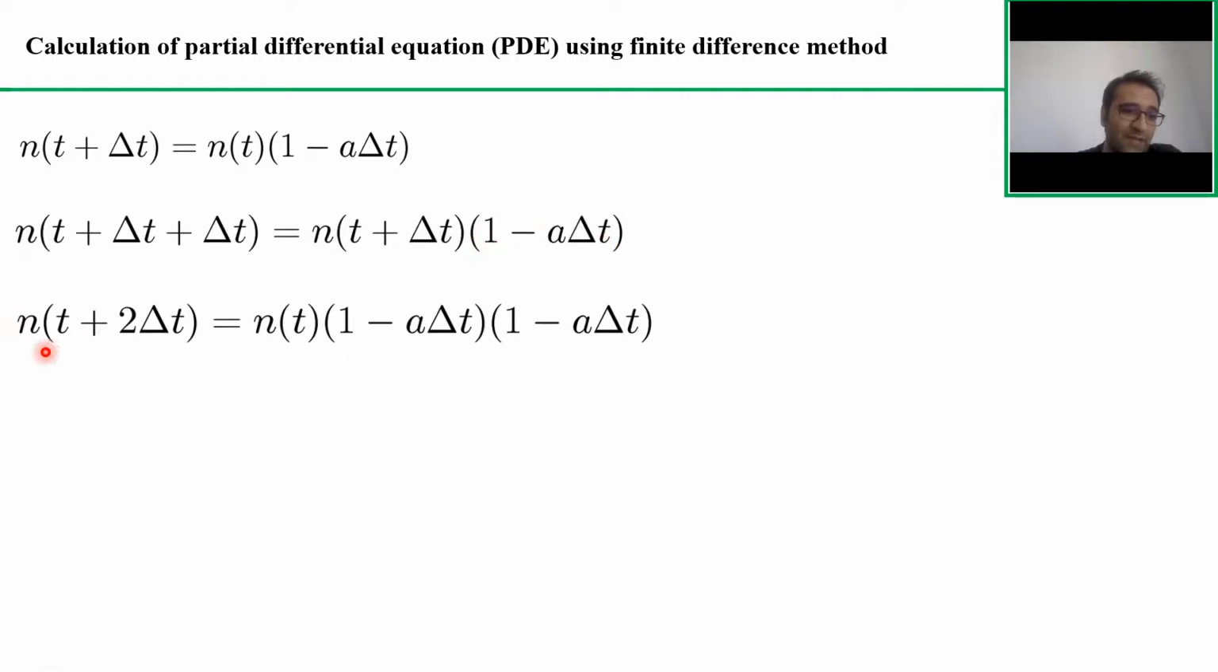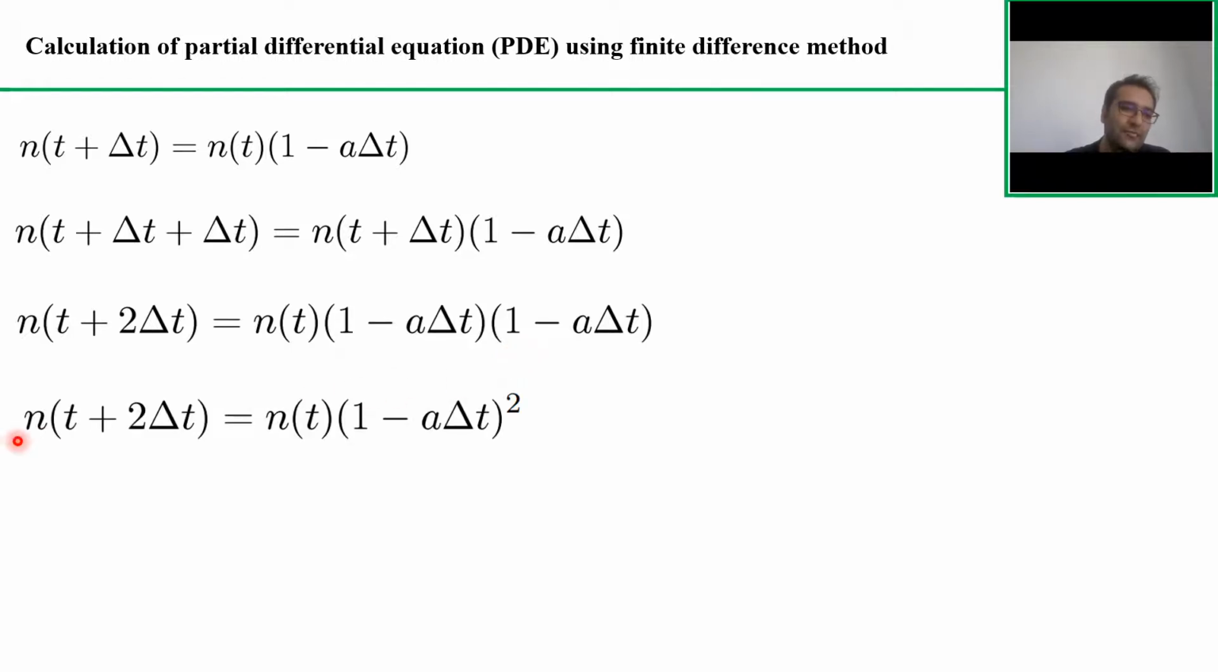If I simplify it, and I know that the value of the function at t plus delta t is just this one, I substitute this value here, and simplify it, N(t plus 2 delta t) will be equal to N(t) multiplied by (1 minus a delta t) multiplied by (1 minus a delta t). Finally, N(t plus 2 delta t) will be the value of the function at the time t multiplied by (1 minus a delta t) squared.